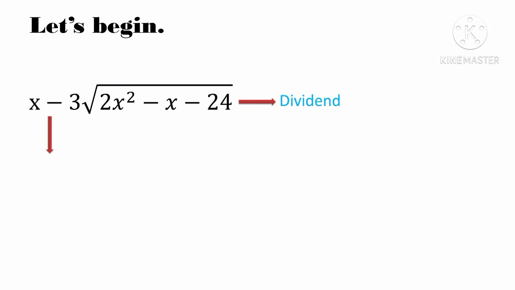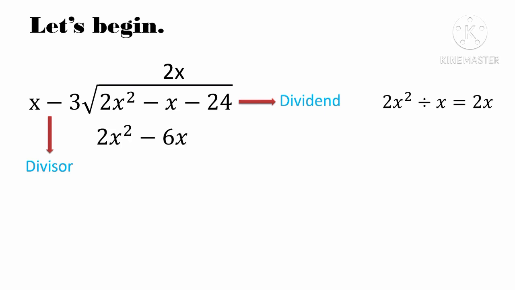So, first step is atong i-divide ang first term sa dividend ug divisor. 2x squared divided by x, we have 2x. So, pag human gikan sa pag-divide, ato na i-multiply ang answer sa divisor balik. Isa-isahon na ni. 2x times x, we have 2x squared. And then 2x times negative 3, we have negative 6x.